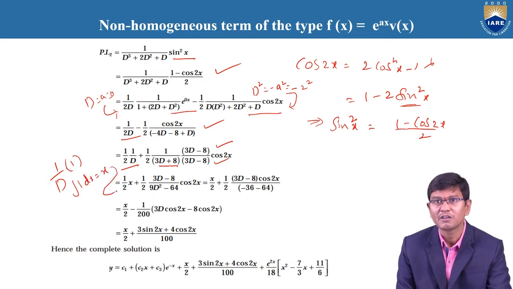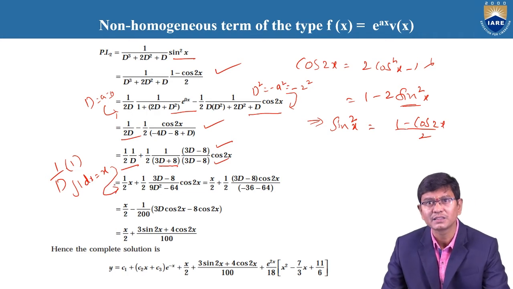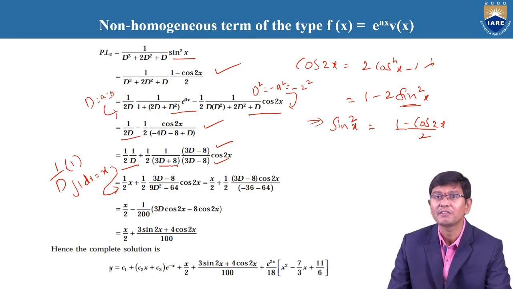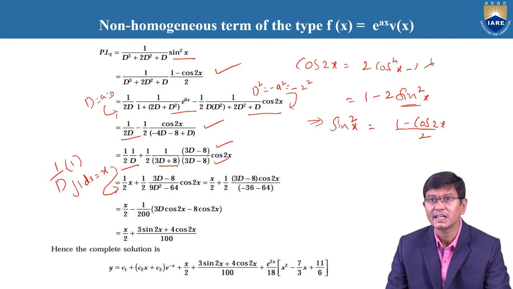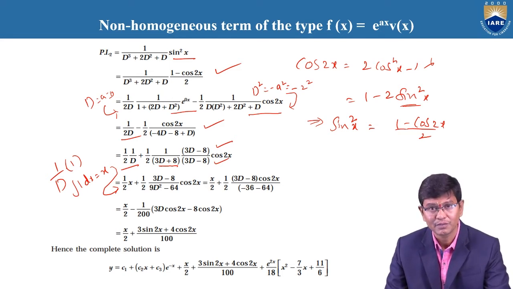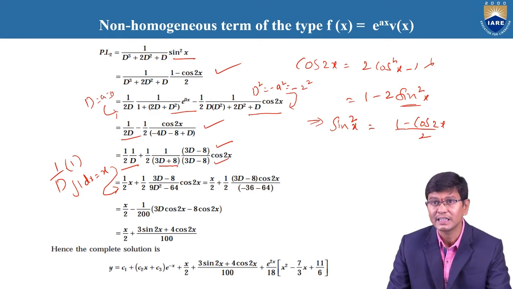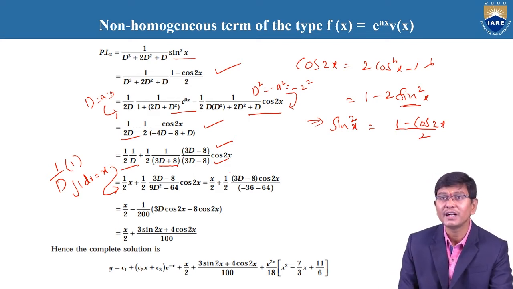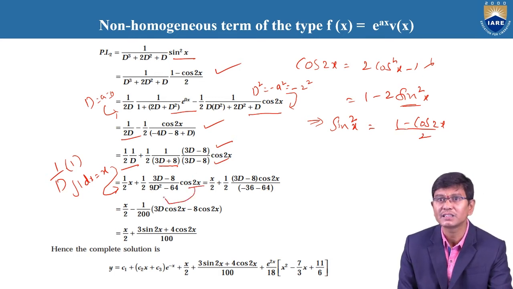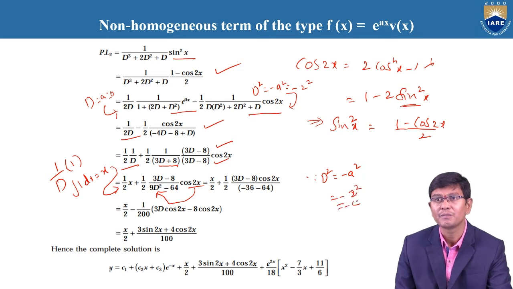Therefore 1 by 2D gives 1 by 2x, plus 1 by 2 into the rationalized denominator, which is 9D² − 64, and the numerator is (3D − 8) into cos 2x. Once again, for the second part, cos 2x, we replace D² with −a², that is D² = −2² = −4, is the value.